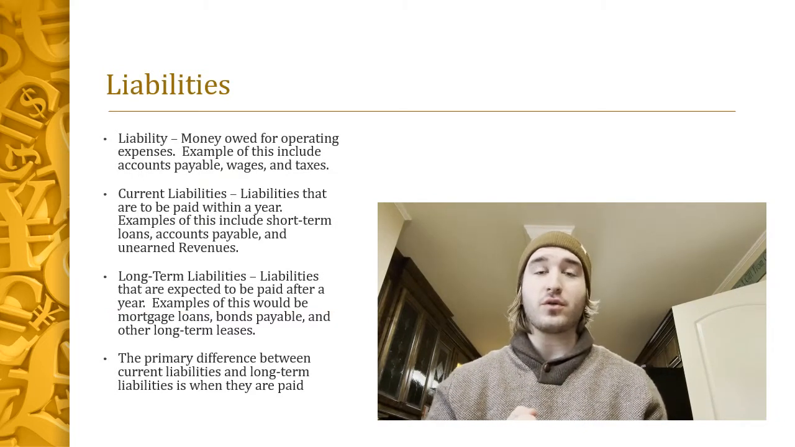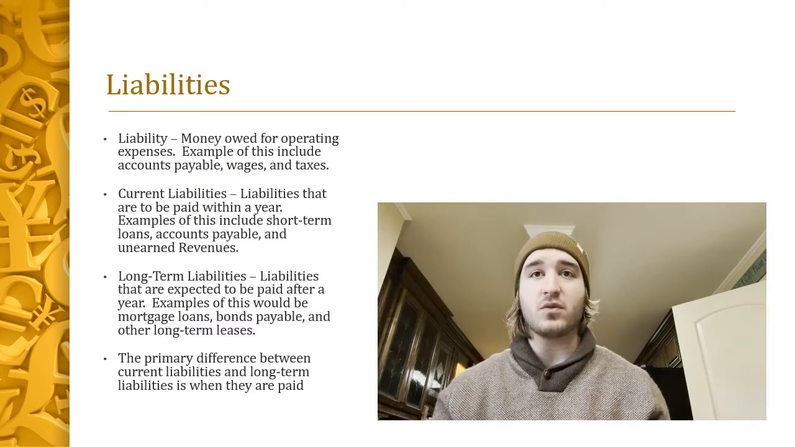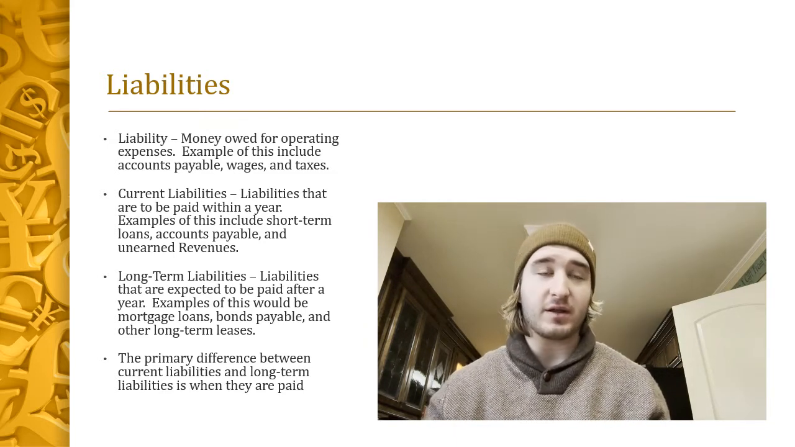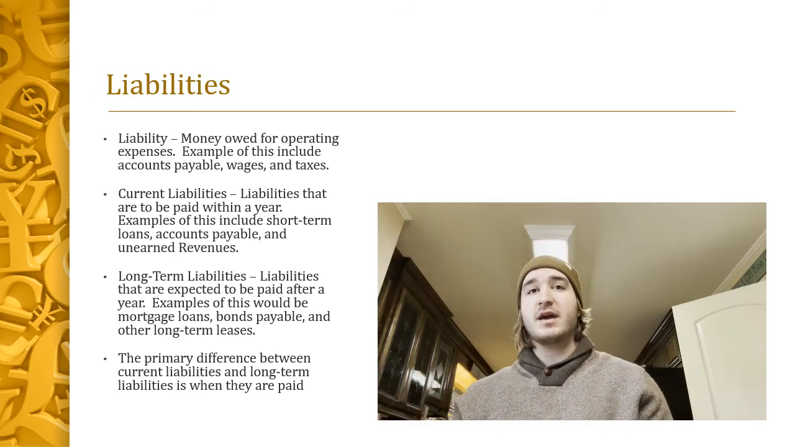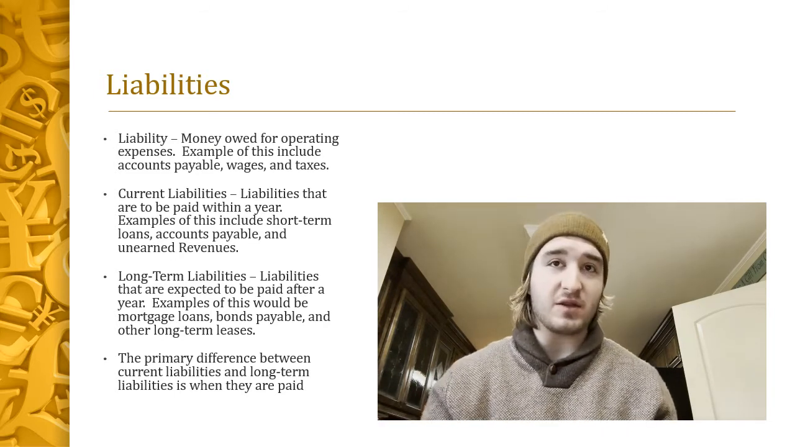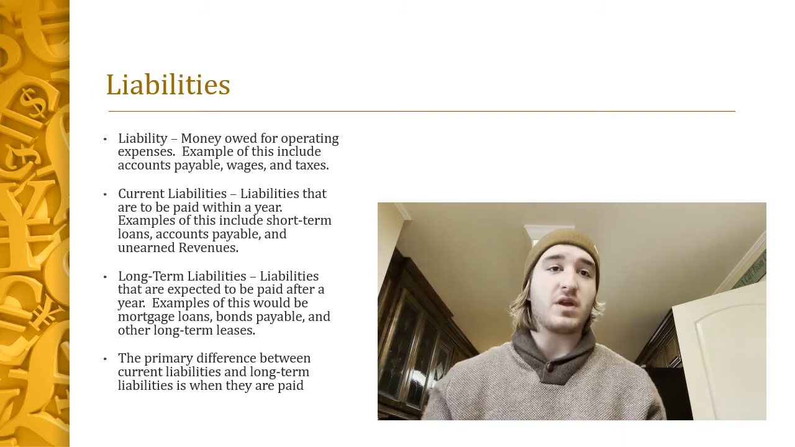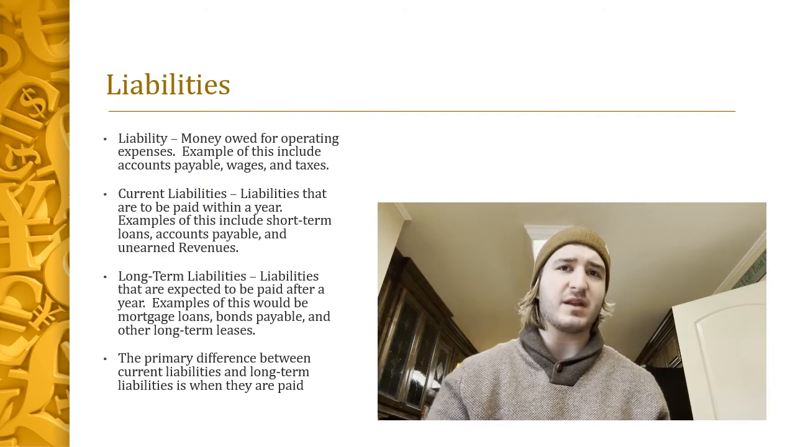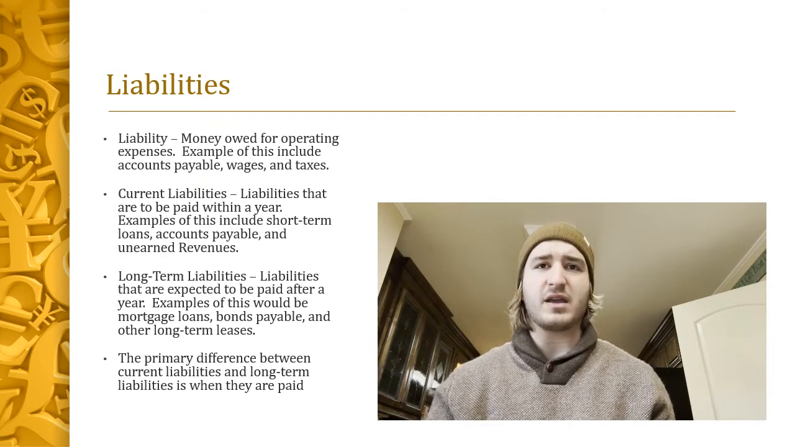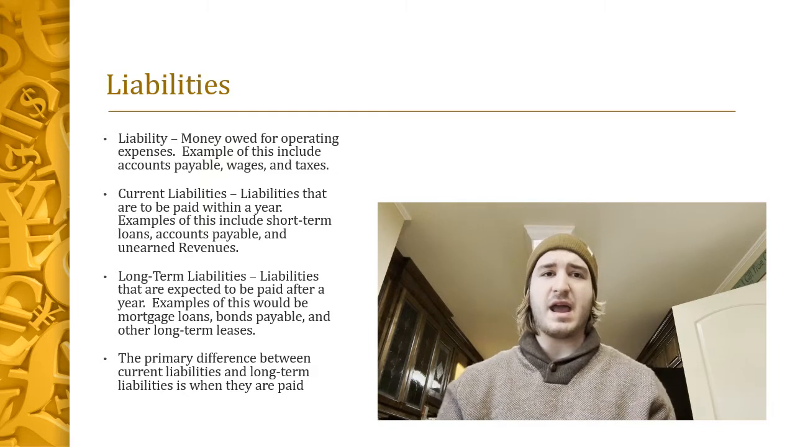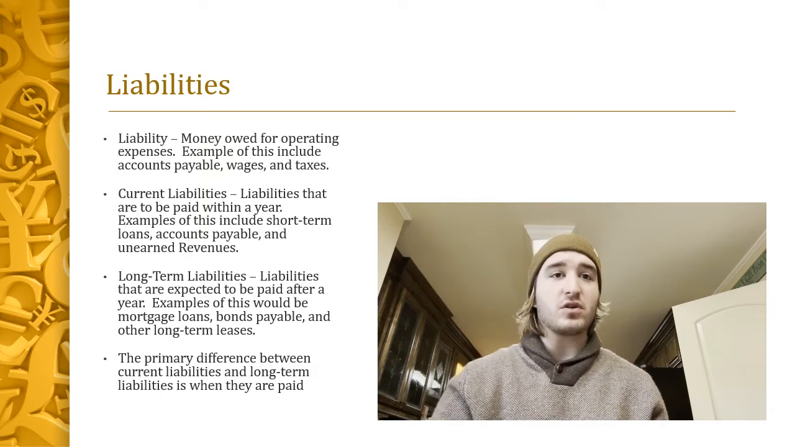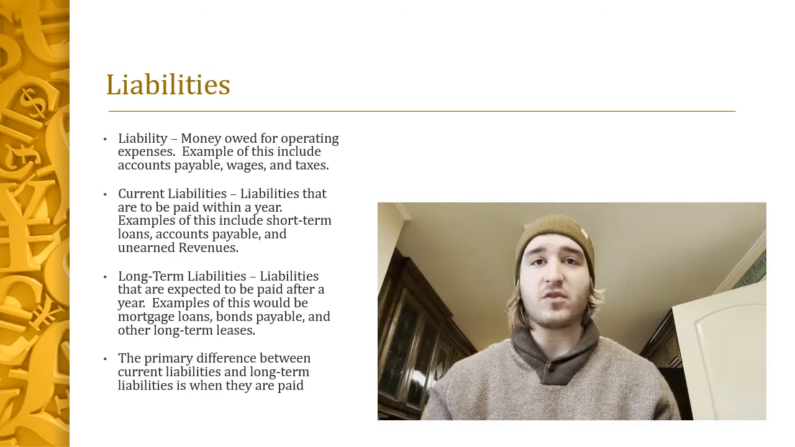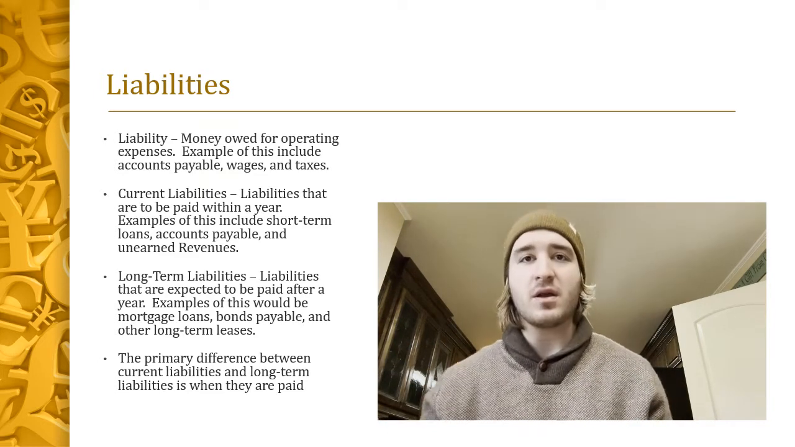So, for your liabilities, this would be your money that is owed for things like your operating expenses, which includes your accounts payable, your wages, and your taxes. There are two categories of this, which are your current liabilities, which are expected to be paid within a year, which have examples like your loans, your accounts payable, and unearned revenues. And then you also have your long-term liabilities. So current liabilities and long-term liabilities. And the long terms are the ones that are expected to be paid outside of a year.